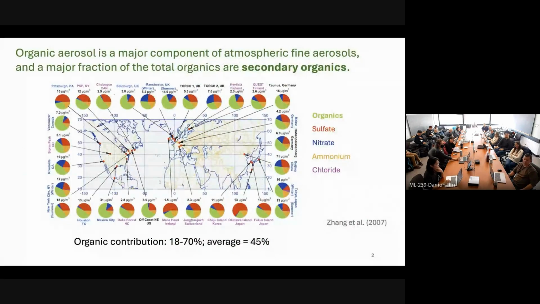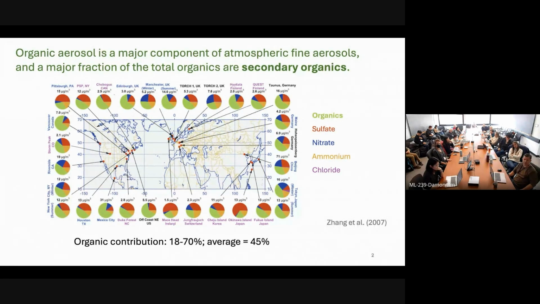A little bit of background here. Organic aerosol is a major component of the atmospheric fine particles. This is a figure from Zhang et al. 2007. They estimated the aerosol composition in the northern hemisphere using field measurements. The pie charts show the aerosol species, color-coded, and organics are in green here.